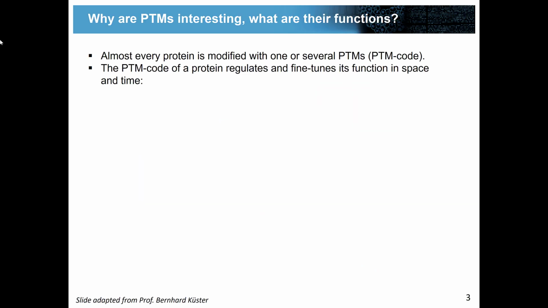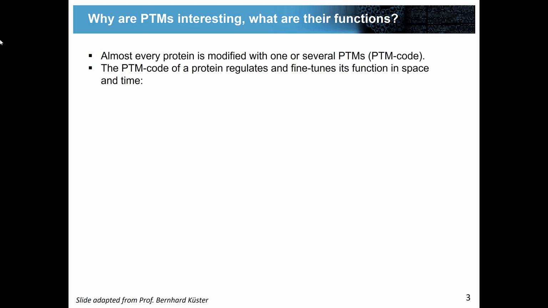Now, why are these PTMs interesting and what do they influence? So almost every protein gets modified at least once on one or even several positions during its lifetime. And this whole process of attaching and removing PTMs on one or several sites in a certain time space is what we call the PTM code. And this PTM code really regulates and fine-tunes the function of proteins in time and space.